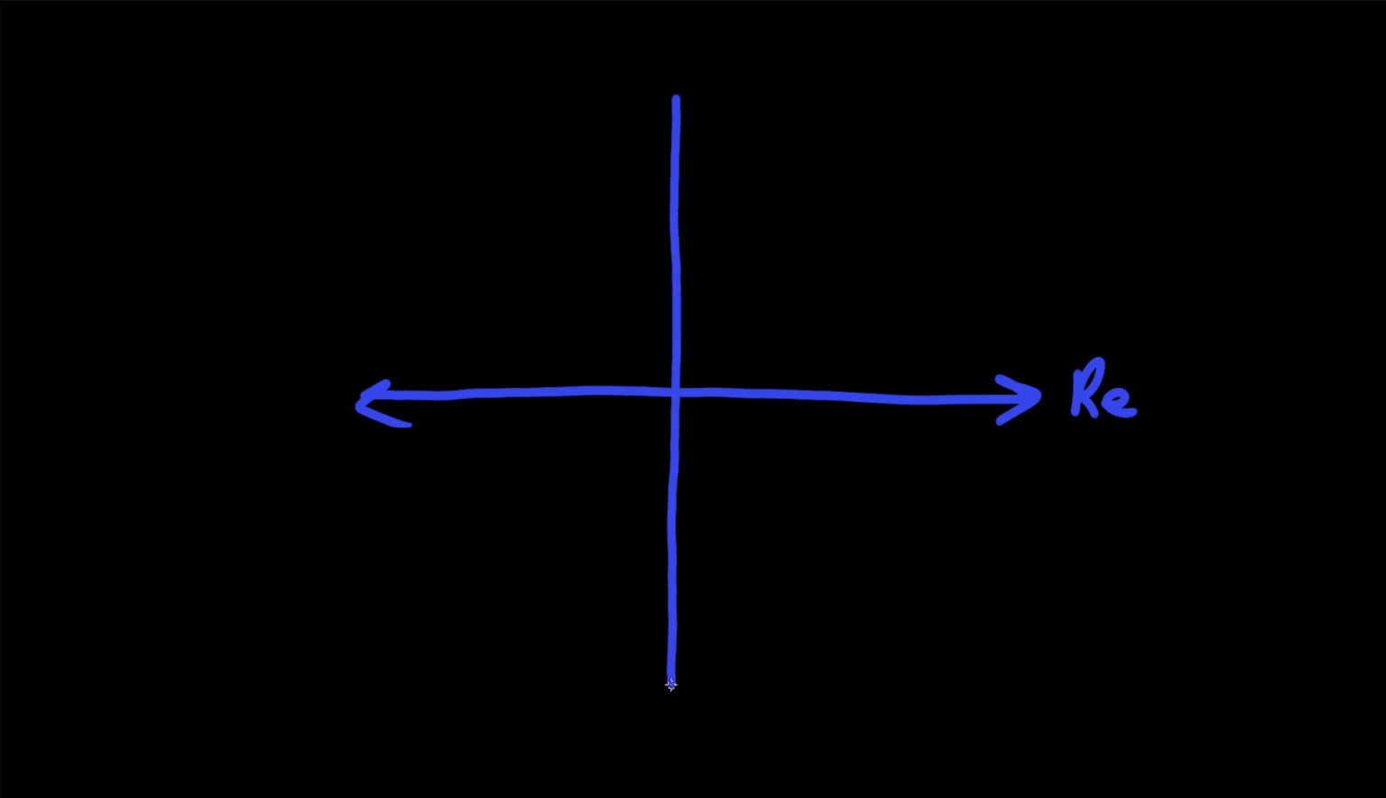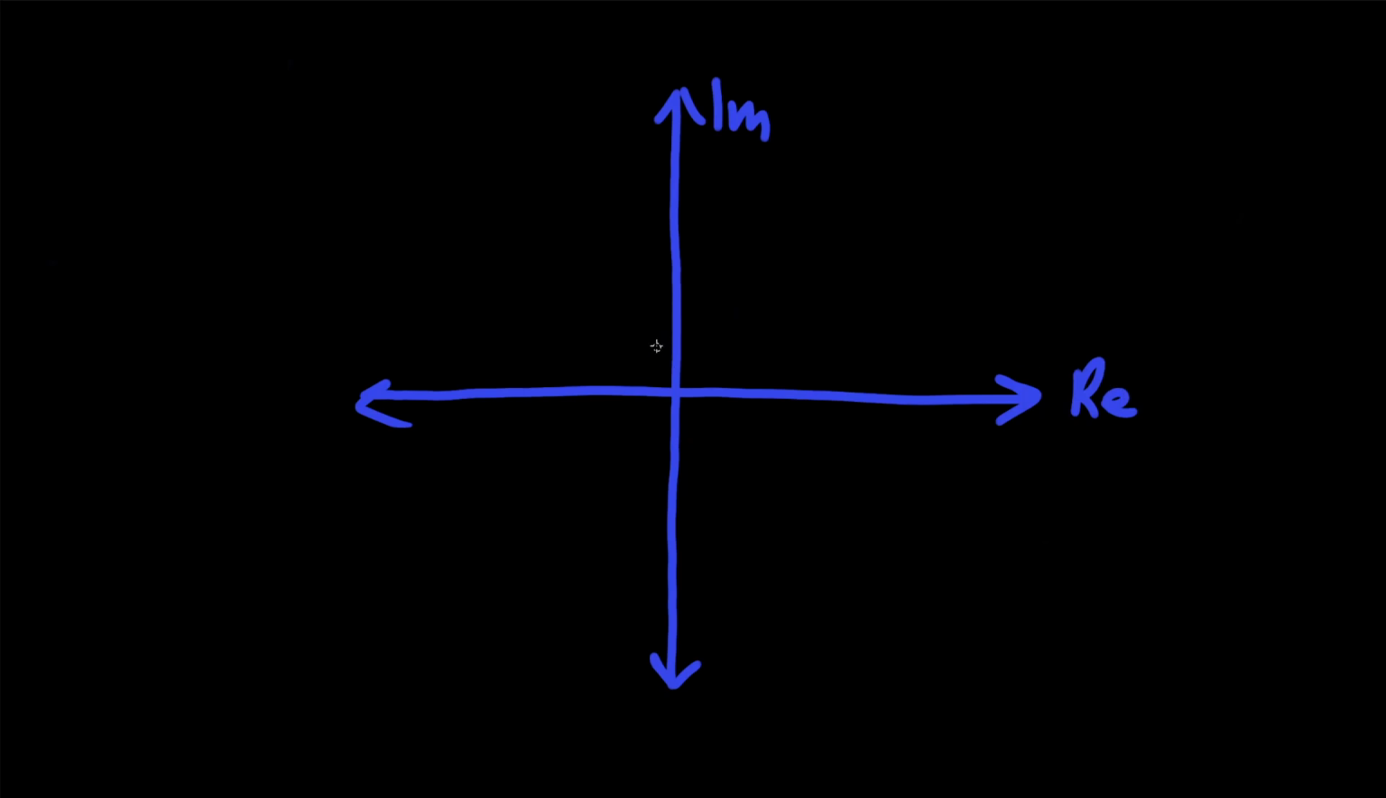So let's make the horizontal axis the real axis, and we're going to label it Re. This is how it's typically labeled. And then we're going to have an imaginary axis as the vertical axis, and this is going to be labeled Im.